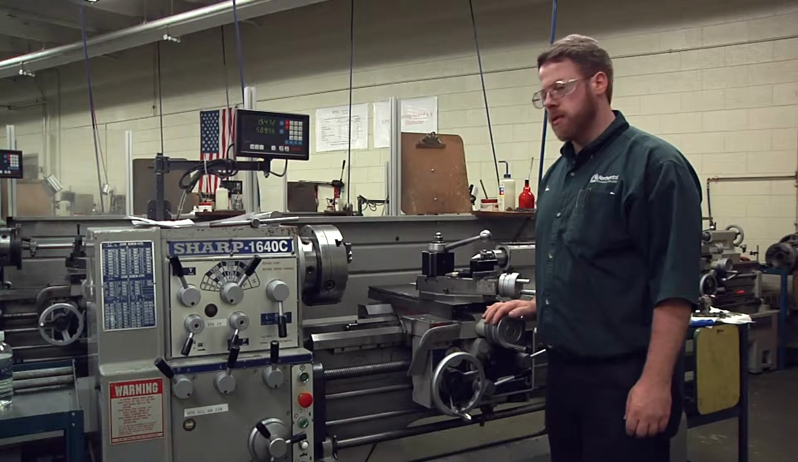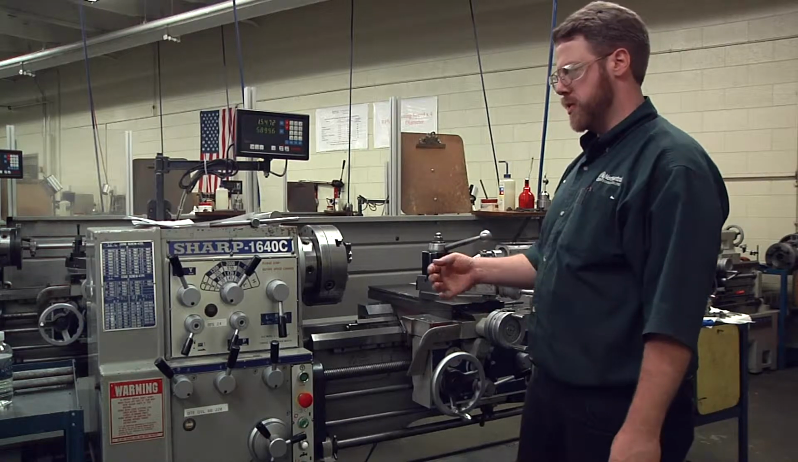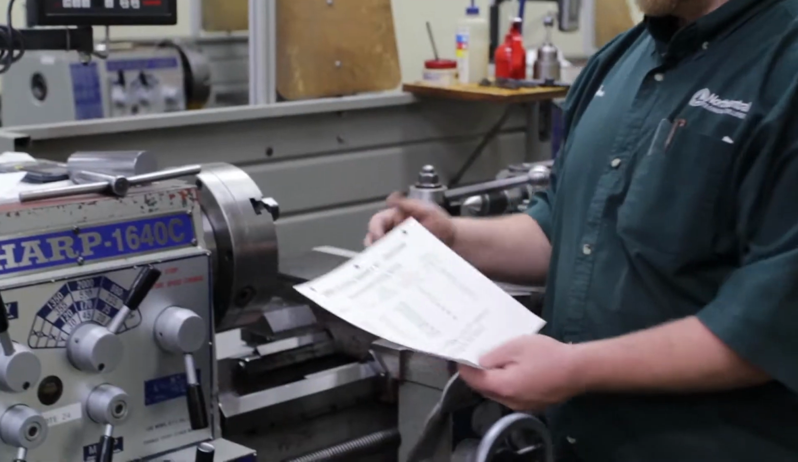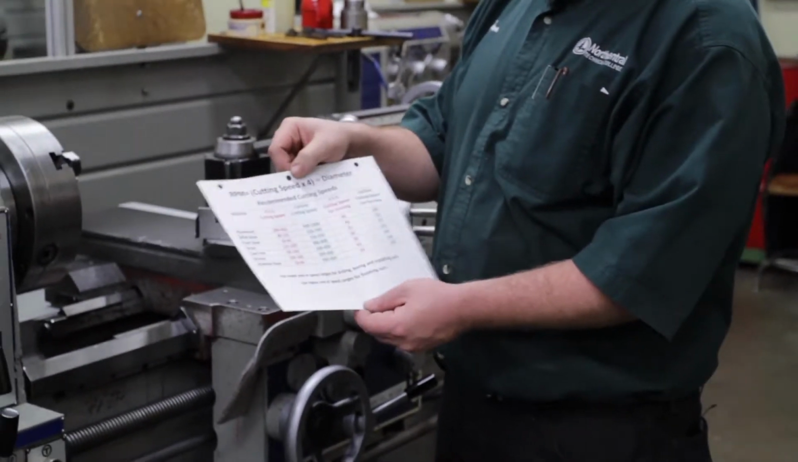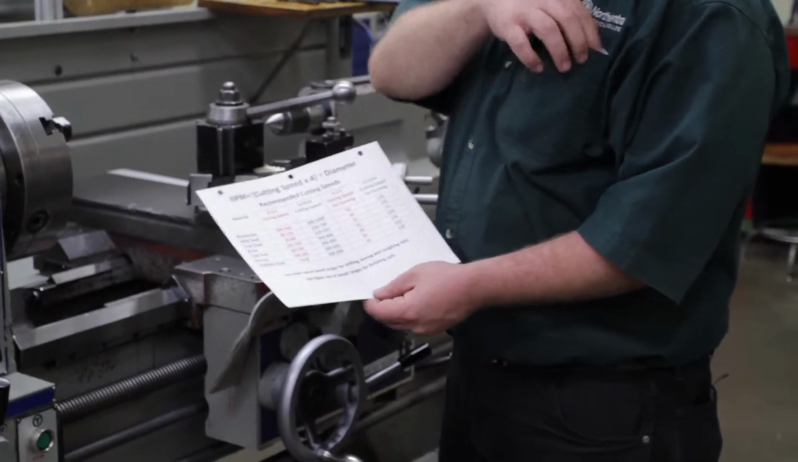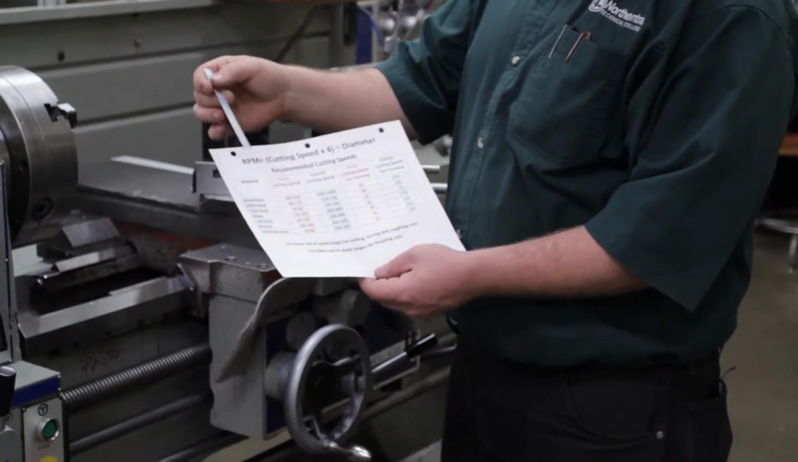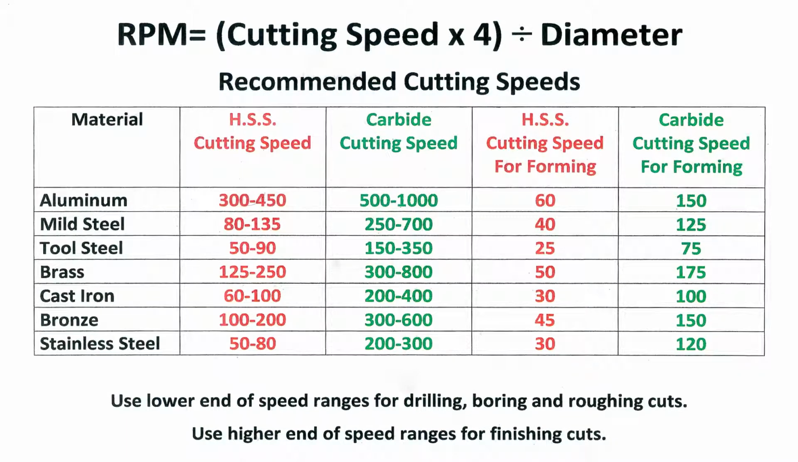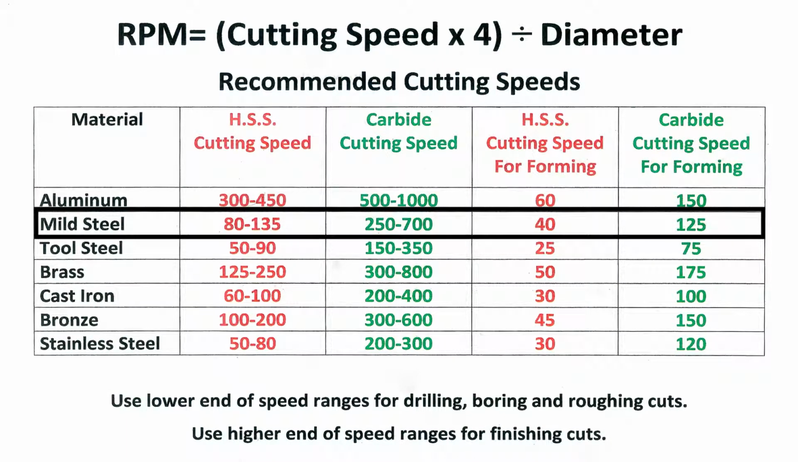In this part of the lecture, we're going to talk about the different machine processes. The first thing we have to do is set up our speeds and feeds. Just like we did in the shop for the milling machines, we need to consider what material we are cutting. Today our project is mild steel, so we're going to be looking at the mild steel.